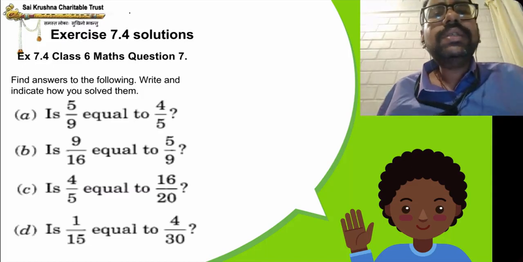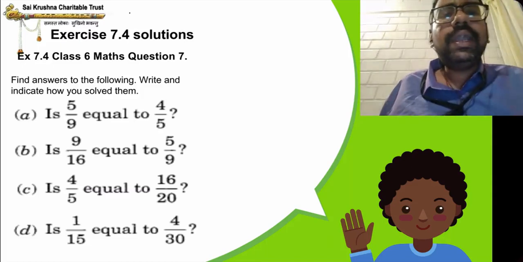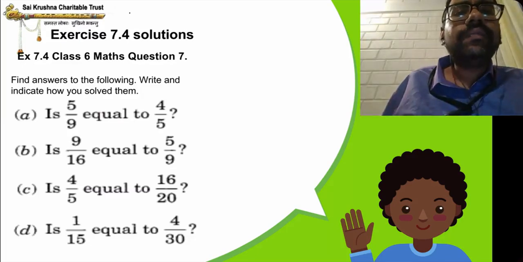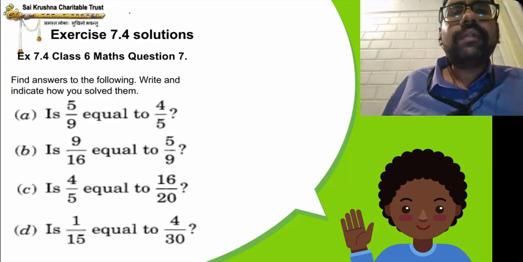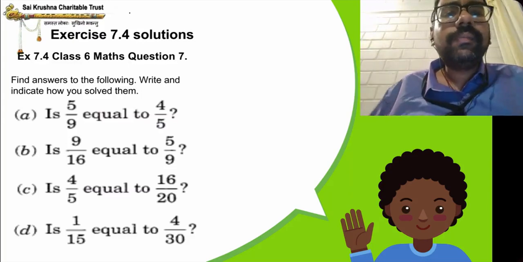So, what is the value on the left hand side? 9 into 9, 81. Right hand side, 16 into 5, 80. So, we know 81 is greater than 80. Therefore, 9 by 16 is greater than 5 by 9.